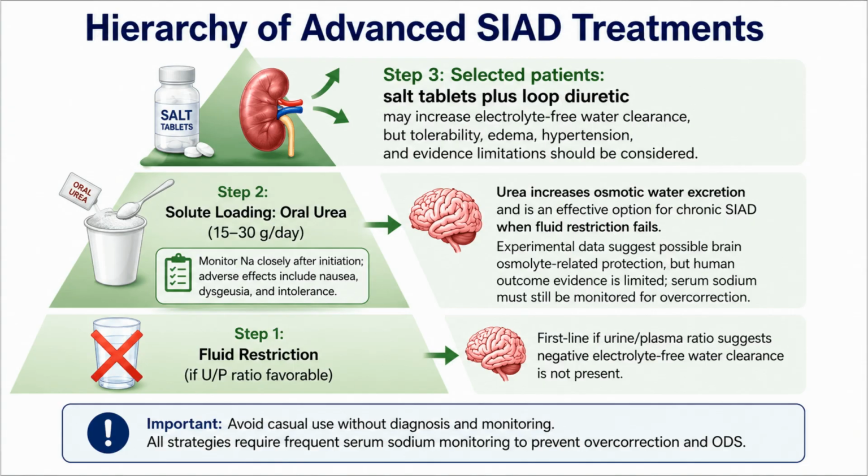Third, selected patients may need Vaptans. These increase electrolyte-free water clearance by blocking the V2 receptor, but they can cause brisk aquaresis and rapid correction. The major principle is not pick your favorite SIAD drug. It is match therapy to urine physiology, patient risk, and monitoring capacity. That caution becomes especially important with Vaptans.